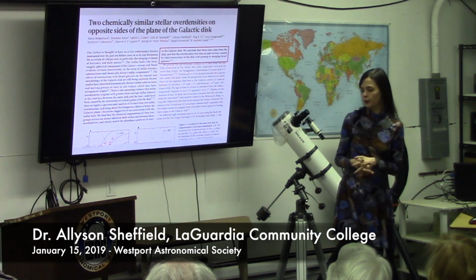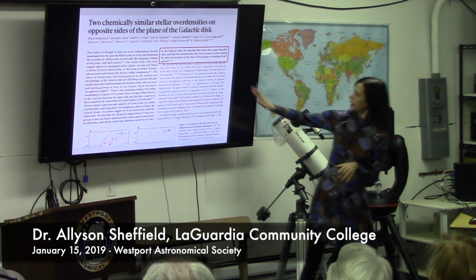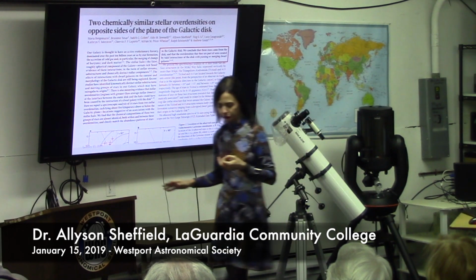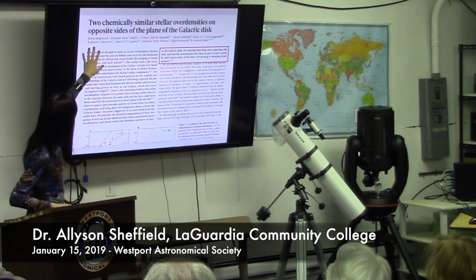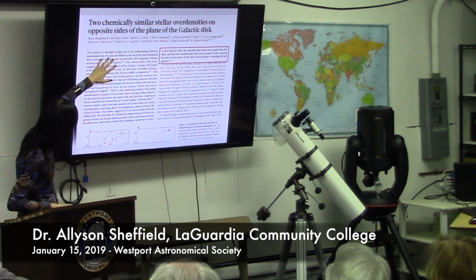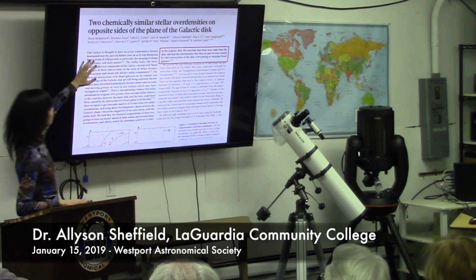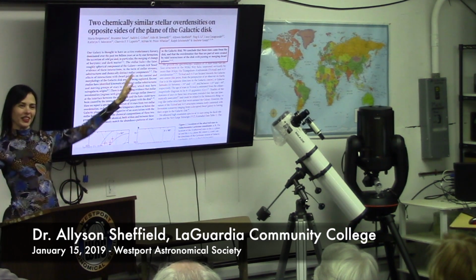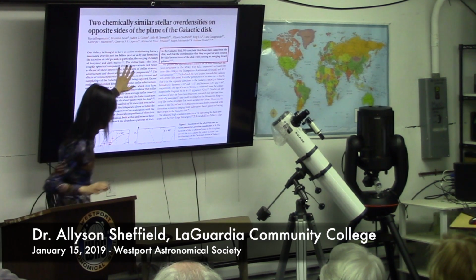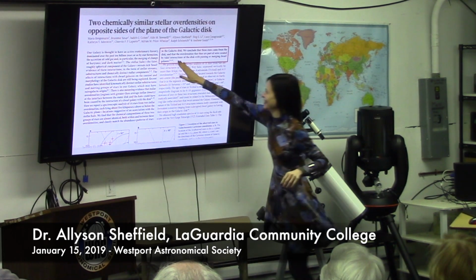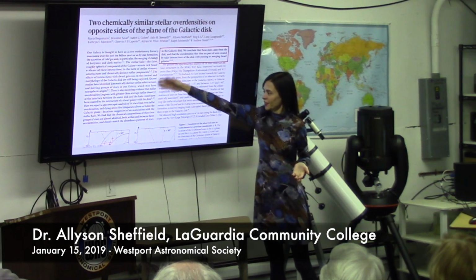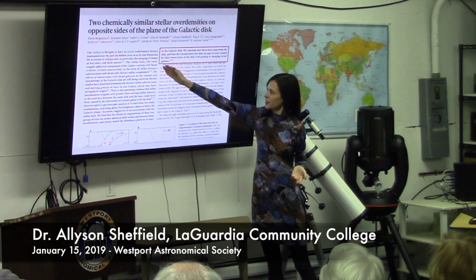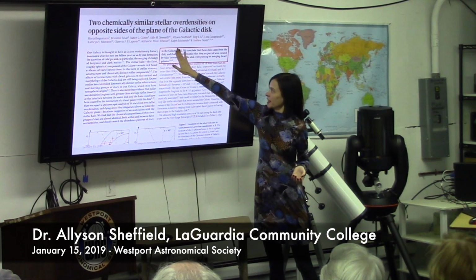This was published last year, and so the title of the article: Two chemically similar stellar overdensities on opposite sides of the plane of the galactic disk. So this should all make sense now. So you can see, in our introduction abstract, this is kind of the key takeaway.